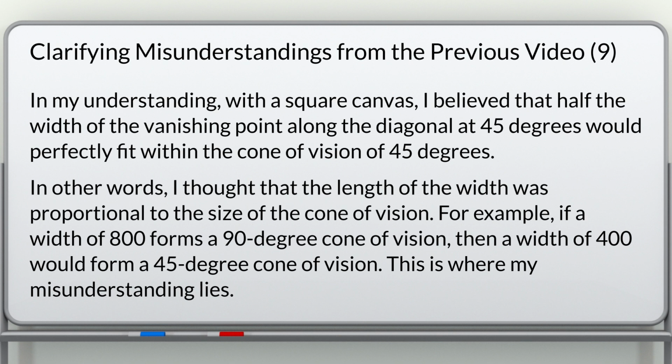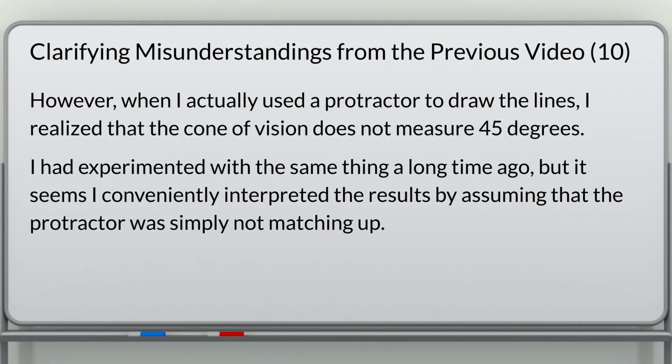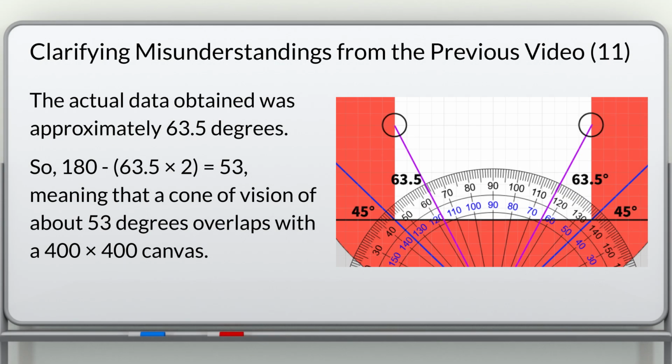For example, if a width of 800 forms a 90-degree cone of vision, then a width of 400 would form a 45-degree cone of vision. This is where my misunderstanding lies. However, when I actually used a protractor to draw the lines, I realized that the cone of vision does not measure 45 degrees. I had experimented with the same thing a long time ago, but it seems I conveniently interpreted the results by assuming that the protractor was simply not matching up. The actual data obtained was approximately 63.5 degrees.